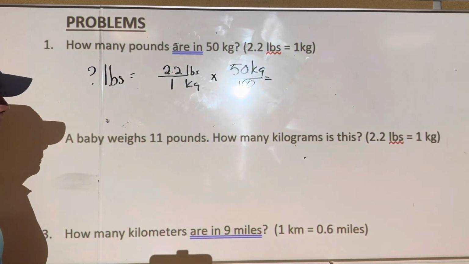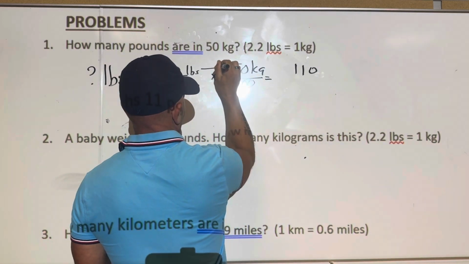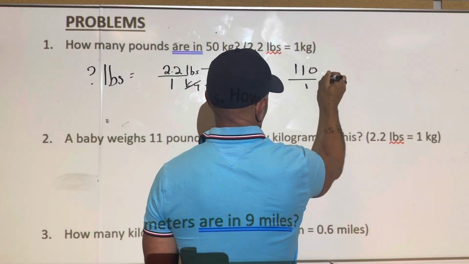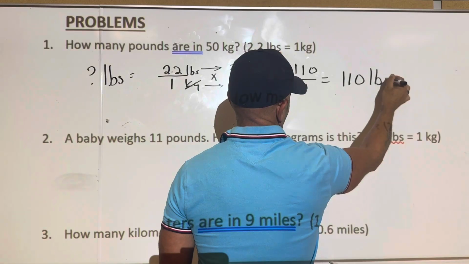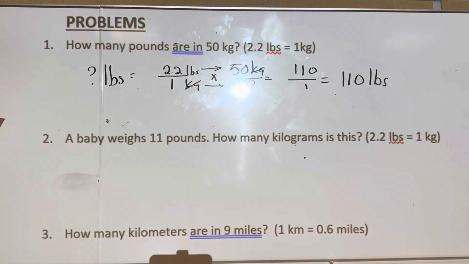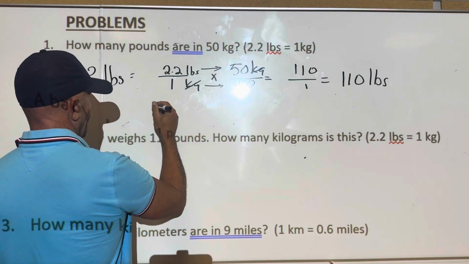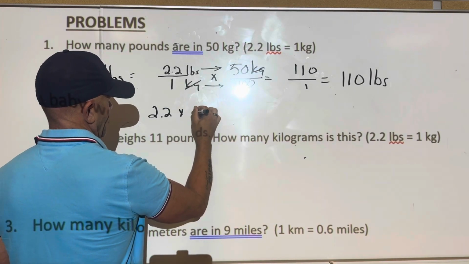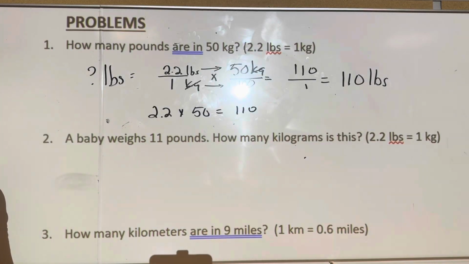2.2 times 50 equals 110, because we multiply straight across. These cancel each other out. That's your answer. 1 into 110 equals 110. That's 110 pounds. That's how you get number 1. Now, to check your work, as I told you, 2.2 pounds times 50 equals 110. That's how you check your work. Same way, just a different way to do it.